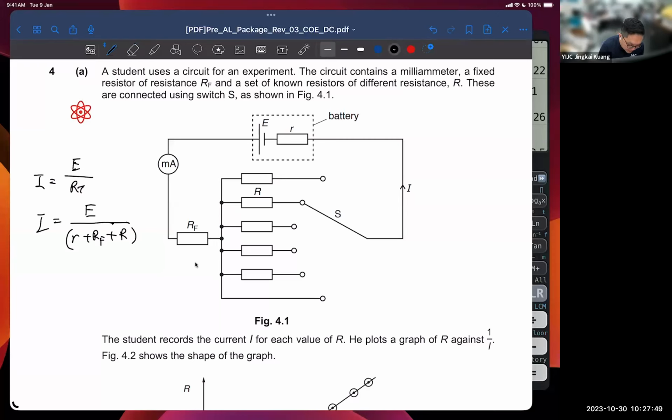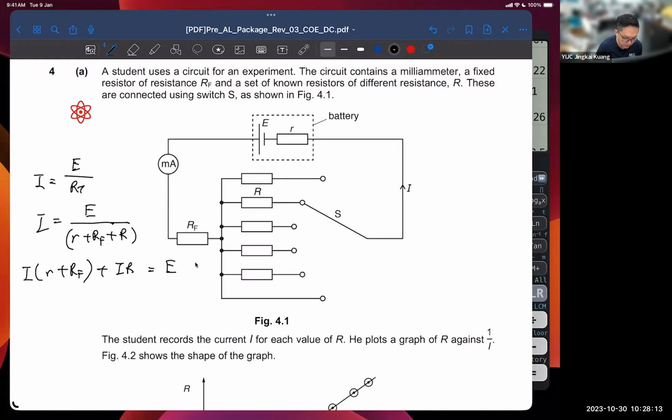Then you cross multiply them. Because small r and RF are both constants, I'm going to group them together. So you cross multiply this, and I get I times (r plus RF). This is a constant here. Plus IR, and this is equal to E. That's how I rearrange the equation now.